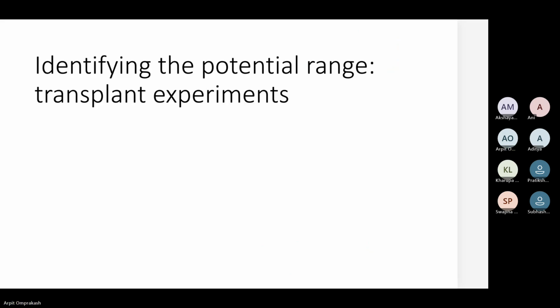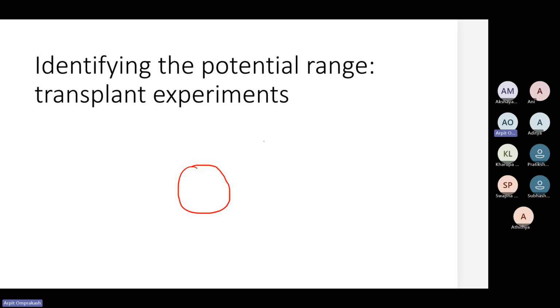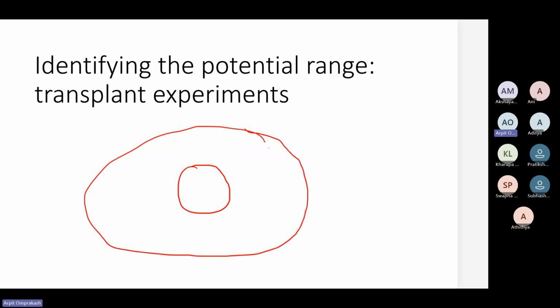Next, to identify what is the potential range of a species. We know that a species is found in this area, right? So let's say this is the normal area where the species is found. We can do something called a transplant experiment to figure out if the species can potentially be found in a larger area. So let's say this is a control area, the area where the species is known to exist.